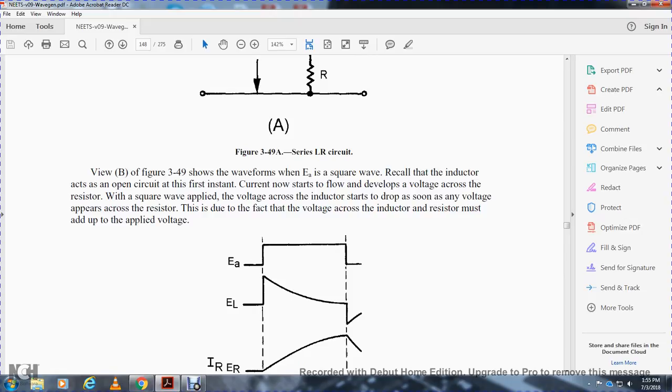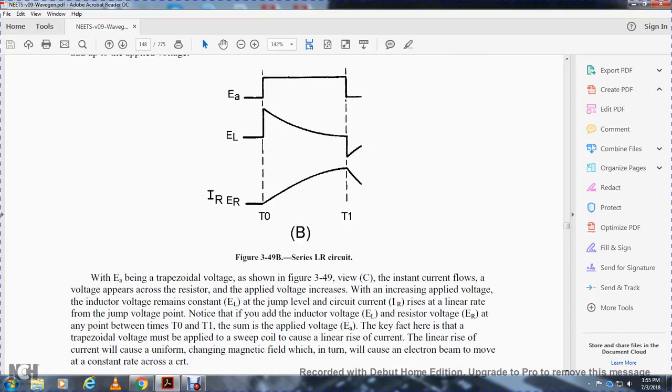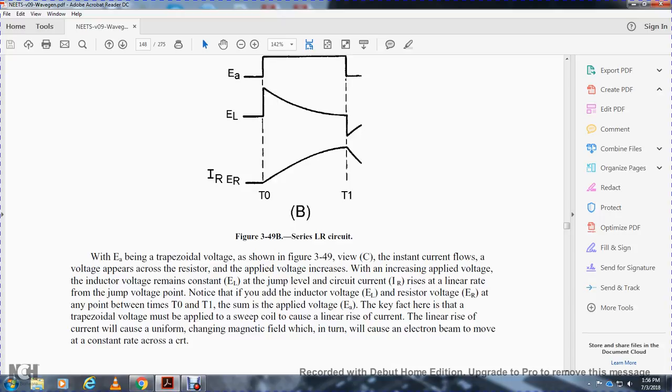Recall that the inductor acts as an open circuit at the first instant, and then the current starts to flow, with the voltage developing across the resistor. With a square wave applied, the voltage across the inductor starts with a drop, and the voltage across the resistor appears because the voltages across the inductor and resistor must add up to the applied voltage.